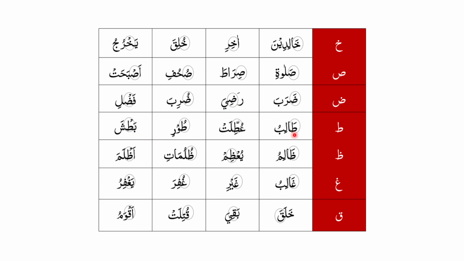So each example is telling us how it is recited in each state. So with a fatha, with a kasra, with a dhamma, and with a sakin.